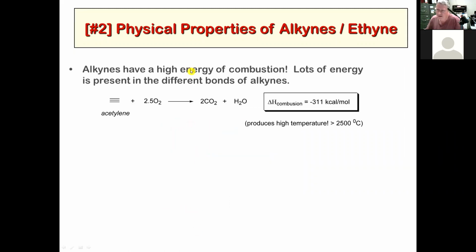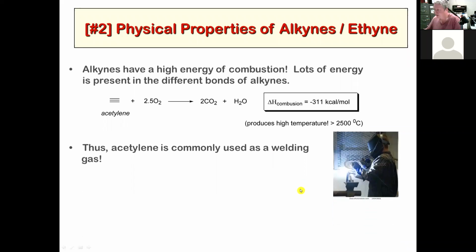They have a lot of energy when you burn them. Lots of energy. If we burn acetylene, we make 311 kilocalories per mole when you combust it. And the temperature is super high, 2,500 degrees Celsius. That's why we often use acetylene as a welding gas. It's probably most commonly used in the world as a welding gas, because it creates these high temperatures. We can melt metal and fuse metal together.